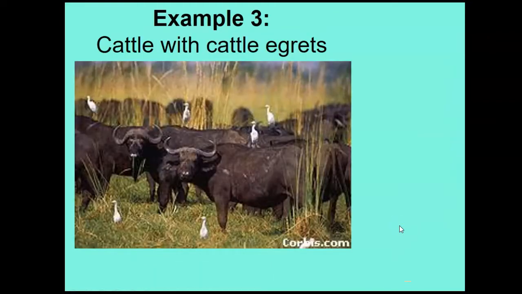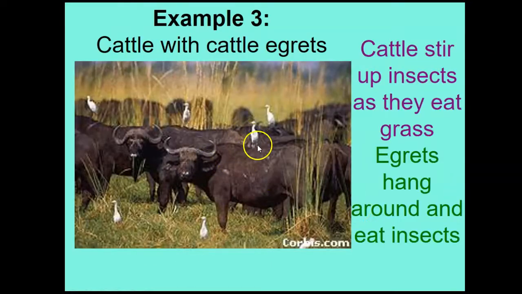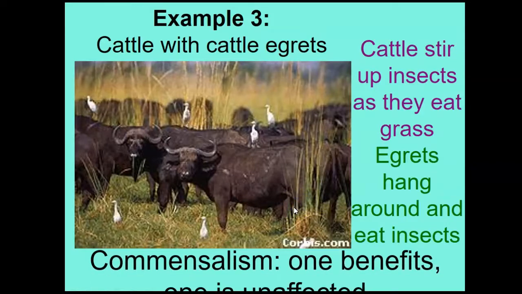All right, the third example here is cattle with these cattle egrets. Cattle egrets are birds that follow cattle around in the savannah. As the cattle walk through the grass, they're going to stir up insects. As the insects get disturbed and fly up, the egrets hanging around there are going to eat the insects. So they get a free meal. The cattle, unfortunately, don't really get anything out of this relationship, but they're not harmed either. So this is an example of commensalism, where one organism benefits and one is unaffected.